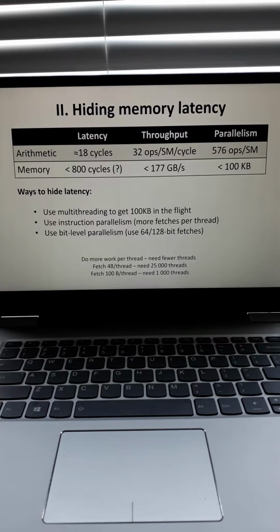Now, how can we hide memory latency? One way is multi-threading. The second is to use instruction parallelism, that is, we fetch more data per thread. And third is by introducing bit level parallelism. Now, what does it mean, more fetches per thread? This means that if we are fetching 4 bytes of data per thread, then we need 25,000 threads to get 100 kb in flight. And if we are fetching 100 bytes of data per thread, then we need 1000 threads to achieve the same.